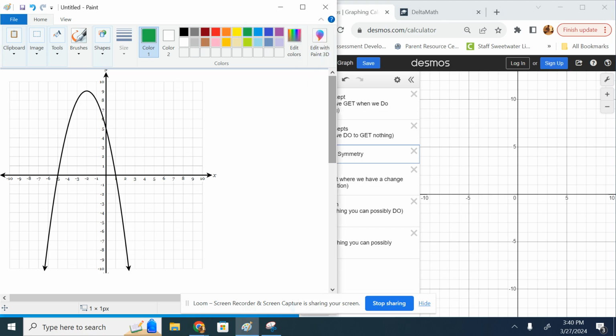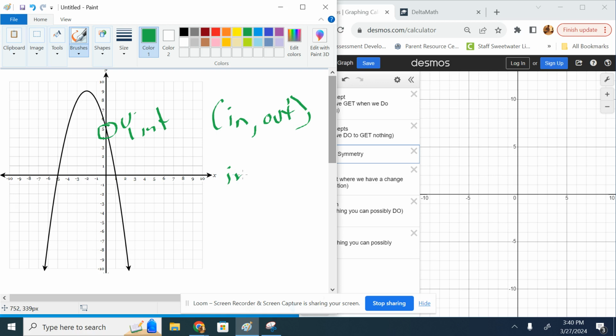So our y-intercept is the point when we get something for doing nothing, which is right here. Okay, so this one's our y-intercept. And a note about points is that we always write them as input, comma, output.